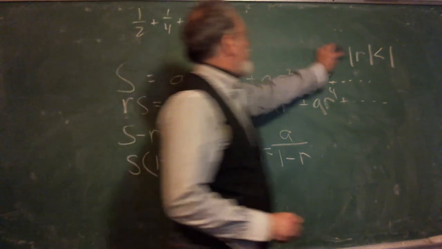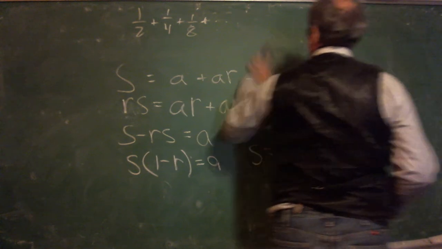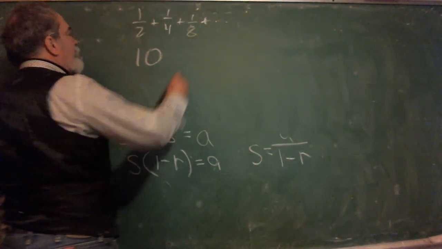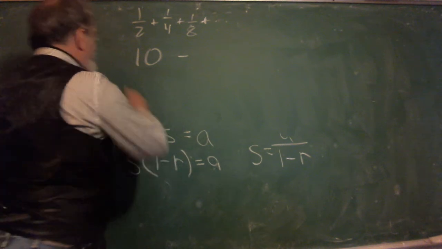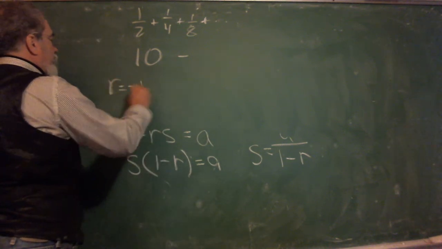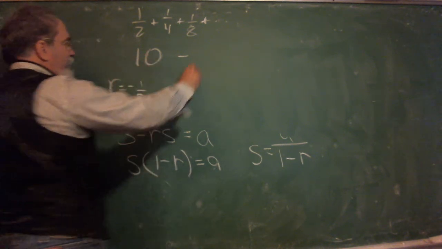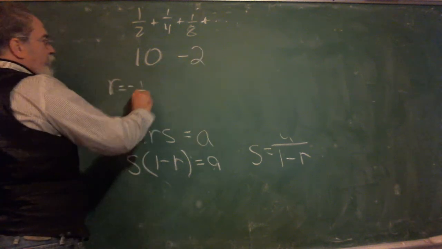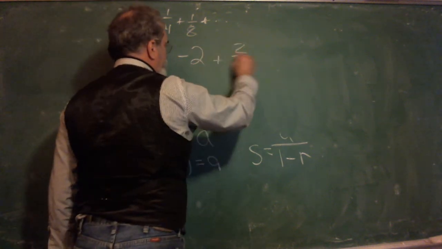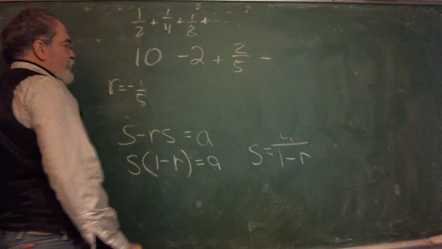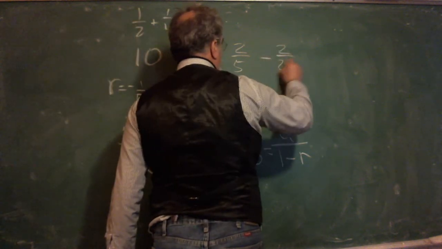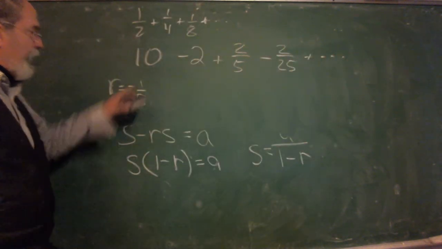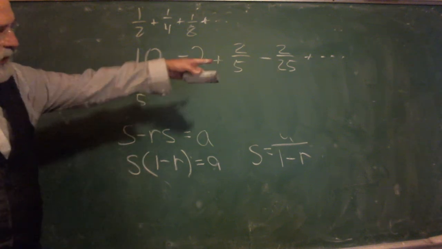Let's try another one. Suppose I have a geometric series like this. I start with 10, and I multiply by -1/5. So 10 divided by 5 is 2, but I get a -2. What's -2 times -1/5? That's a positive 2/5. Next one's going to be a minus 2/25. So this is called an alternating series. And this guy gets small really quick. Look at how teeny those pieces get.